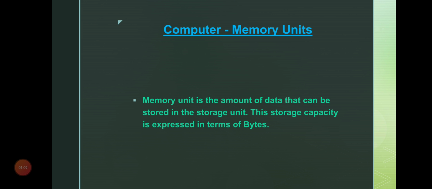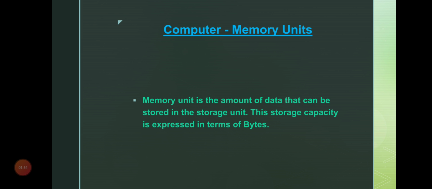And now, what are computer memory units? Units means the storage units. A memory unit is the amount of data that can be stored in the storage unit, and this storage capacity is expressed in terms of bytes. A computer is usually a binary digital electronic device, and binary means it has only two states, on and off, 0 and 1. In a binary digital computer, transistors are used to switch the electricity on and off.